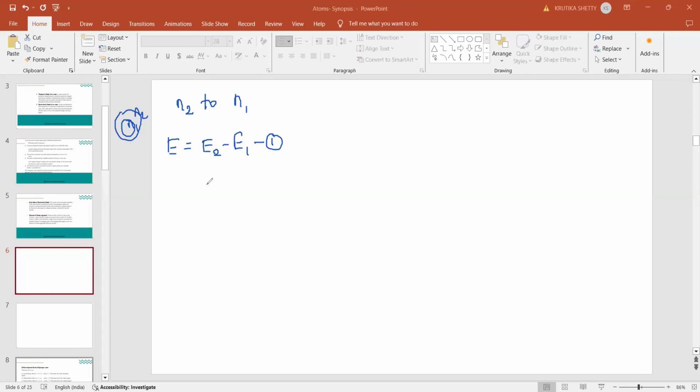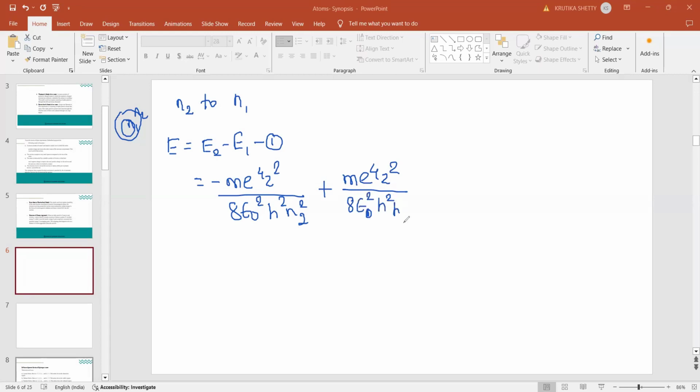Now let us substitute the energy expressions for E2 and E1. So minus, that is m e to the power 4 z square divided by 8 epsilon naught square h square, n square is there, for n2 it is for E2. We will write it as n2 square minus. So already minus is there, and in the energy expression also minus is there. Therefore, minus into minus becomes plus. That is m e to the power 4 z square divided by 8 epsilon naught square h square upon n1 square.